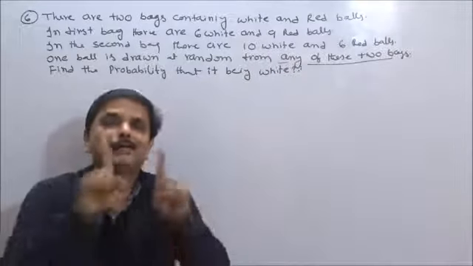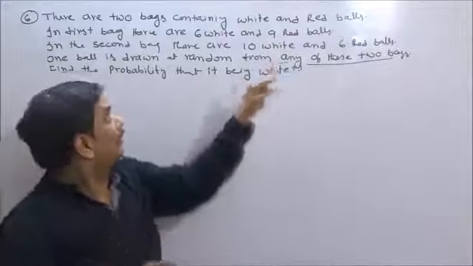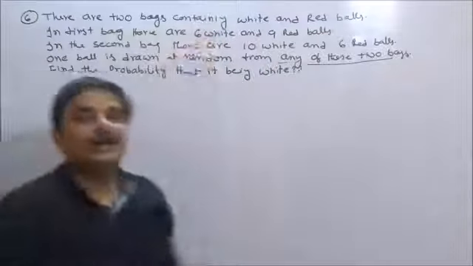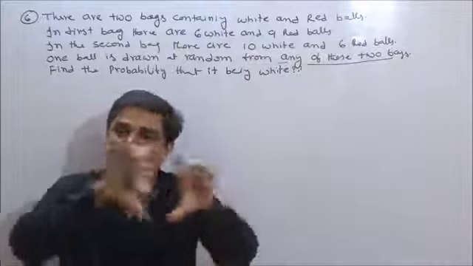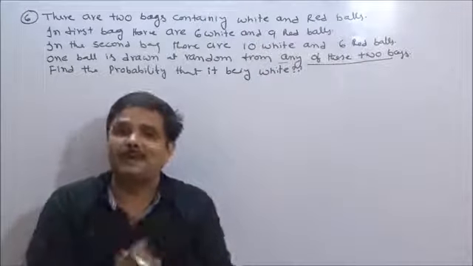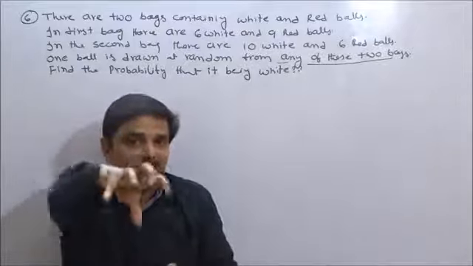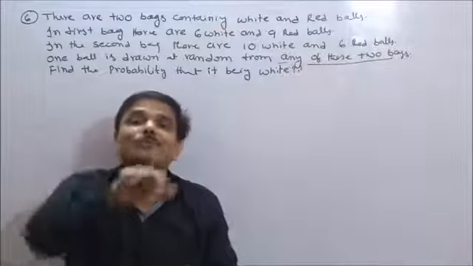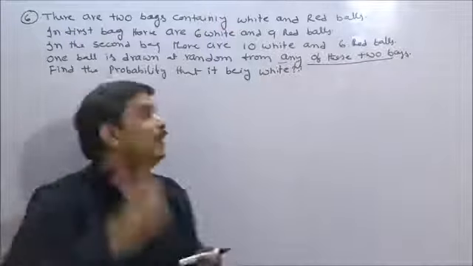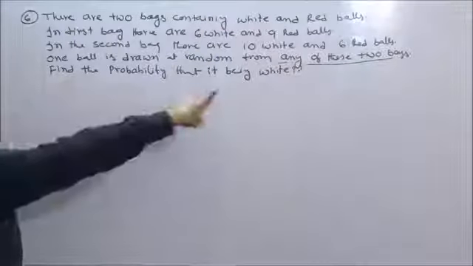Simple, nothing more. 2 bags are there, right? What are the colors they have given? Here, white and red, right? Some white balls and some red balls are there in each bag, right? The counting is different, the number is different. Anyway, after that, one ball is picked at random from any of the 2 bags. Then what is the probability that the ball is white?